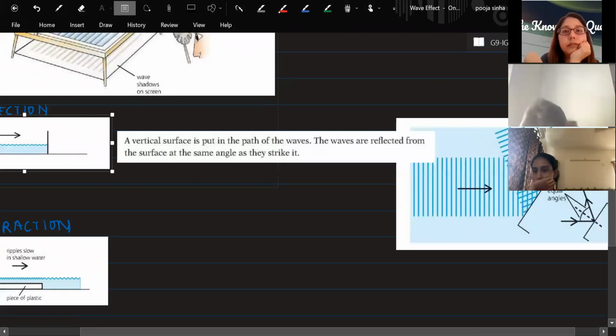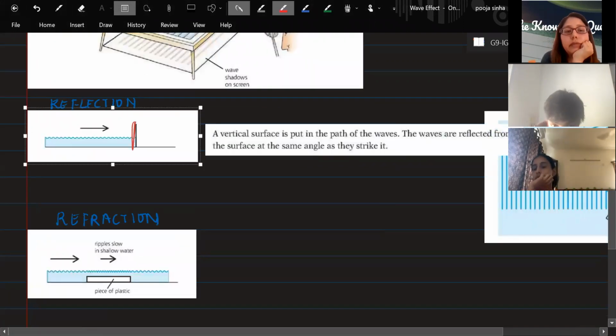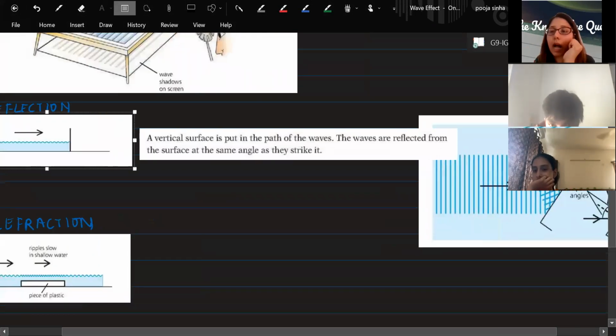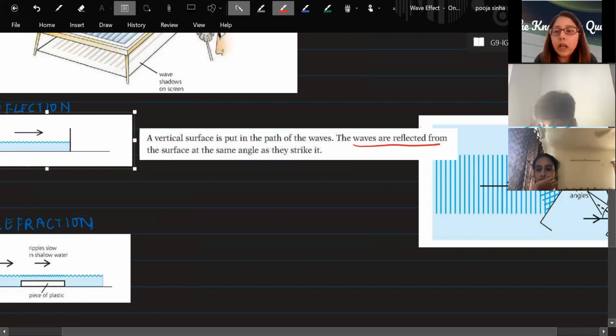See, the vertical surface, which is this one, is put in the path of the waves. So what will happen? The waves will hit this vertical surface, and after hitting it, they will get reflected. You know that, right? Waves bounce away from the surface at the same angle at which they strike. So you know the law of reflection: angle of incidence is equal to angle of reflection, right?